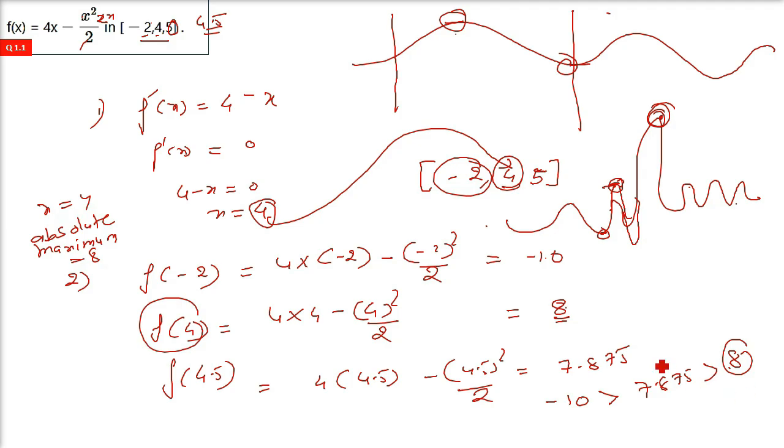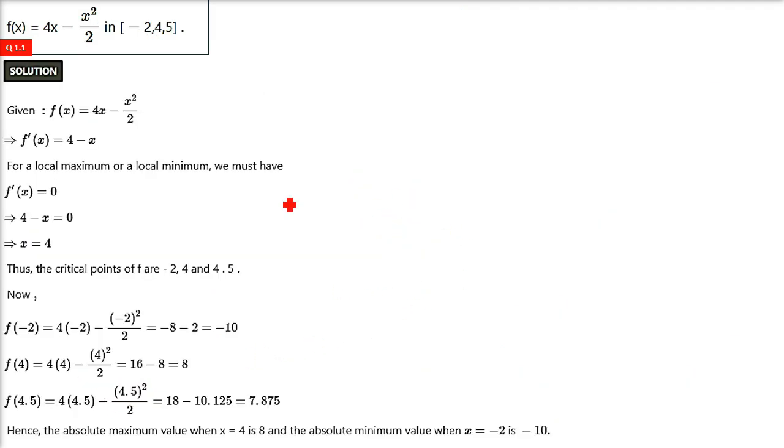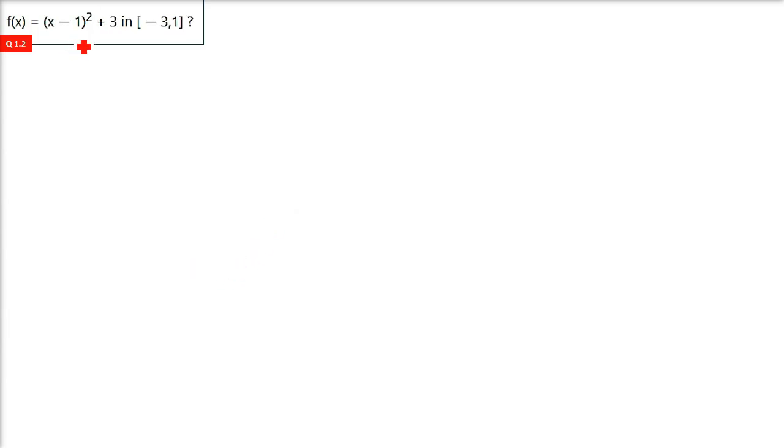Similarly, this is the highest value I am talking about. Coming to the lowest value, which is the lowest among all these three, the lowest is -10. And -10 has come when we place the value as -2. So at x equals -2, we get the absolute minimum, which is equal to -10. How are we going to write about it? All this English language you have to follow.